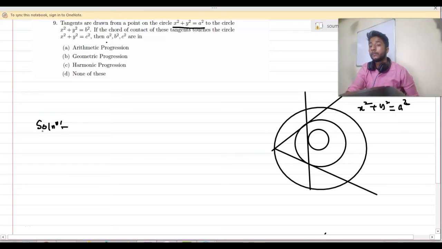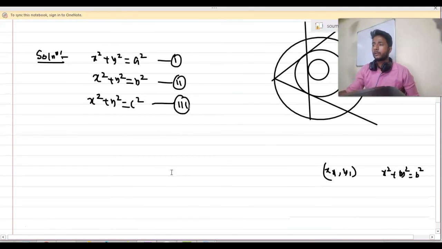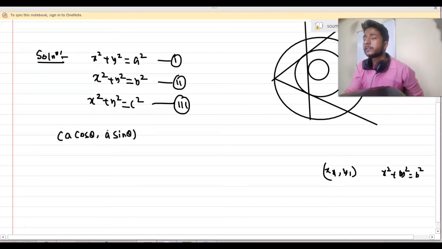First of all, let me write down the equation. x square plus y square is equal to a square. This is our number 1. x square plus y square is equal to b square. It is our number 2. x square plus y square is equal to c square. This is our number 3. First of all, let me choose a point lying on 1 in parametric form. I am taking the point in parametric form as a cos theta comma a sin theta. A cos theta, a sin theta is a point that lies on 1.